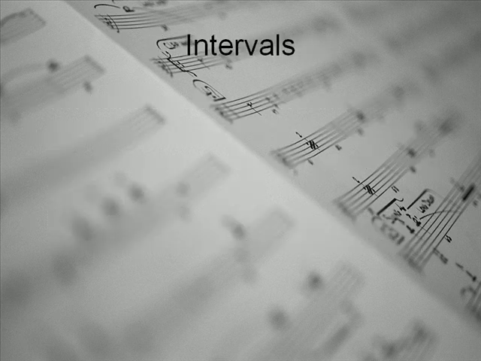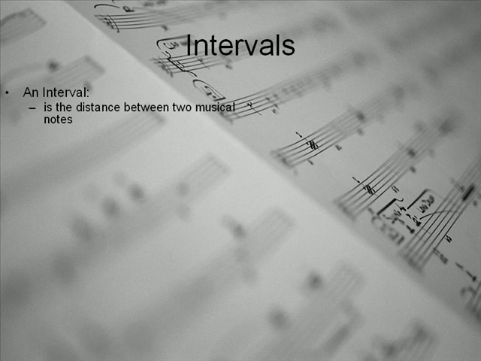Now we can talk about intervals. The first thing to do is to understand what an interval is. There are three things that we can say about intervals. First, an interval is the distance between two musical notes. Since the distance between each note can be measured as one half step, we will also be able to measure intervals in terms of a number of half steps. And so we also know that any interval is characterized by its own particular ratio of frequencies.